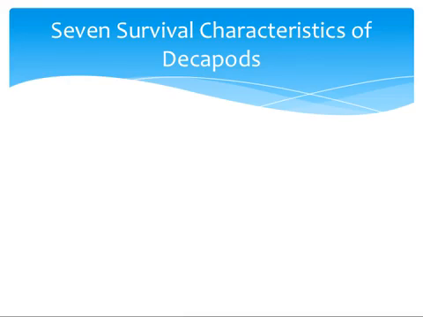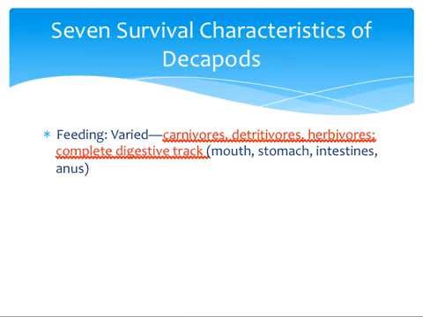So now let's talk about the 7 survival characteristics of decapods. The first is feeding, and the feeding among decapods is very varied. There are carnivores, there are detritivores, there are herbivores. So lots of different feeding mechanisms within crustaceans, but all of them do have a complete digestive tract with a mouth, stomach, intestines, and anus.